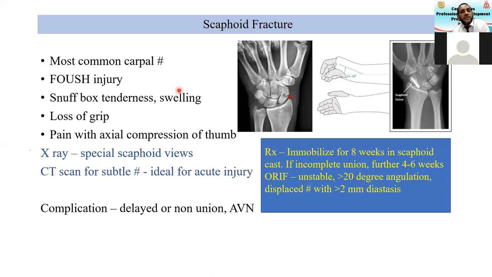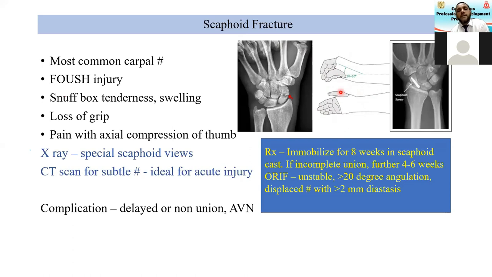On X-ray, there are special scaphoid views. If suspicious, the patient can go into a scaphoid cast and the X-rays can be repeated in a week or two. But a CT scan for a suspected fracture is an ideal investigation in the acute setup. When it comes to treatment, it should be immobilized for 8 weeks in a scaphoid cast. If you look at the scaphoid cast, the movements of the thumb are preserved. And this 8 weeks of cast is compulsory.